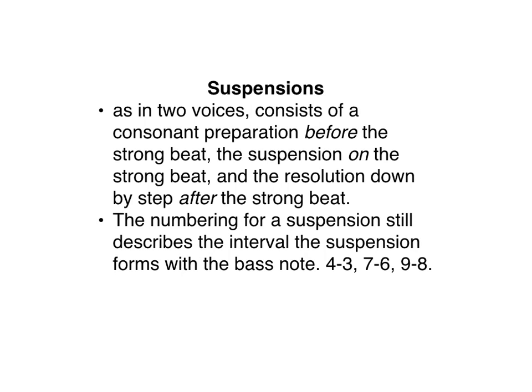As we have in two voices, a suspension in four voices consists of a consonant preparation before the strong beat, the suspension on the strong beat, and the resolution down by step after the strong beat. The numbering for a suspension still describes the interval that the suspension forms with the bass note. Those intervals might be a 4-3, a 7-6, or a 9-8. Let's look at this example.